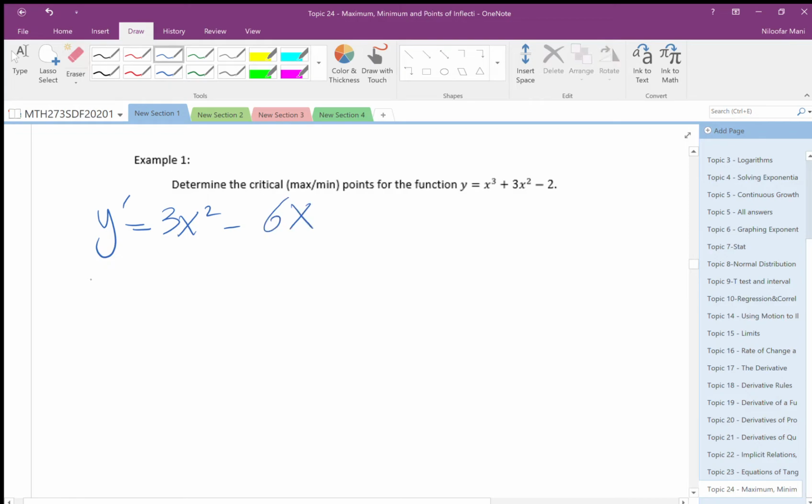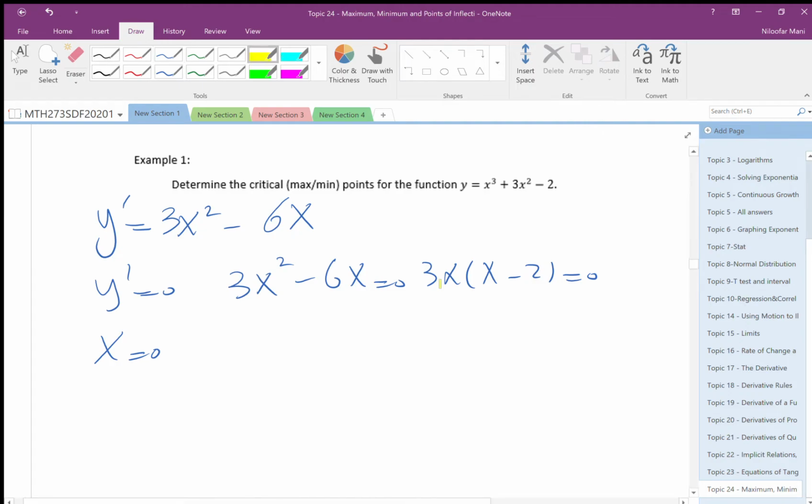Okay, the next step. Y prime equals 0. 3x squared minus 6x equals 0. So 3x times x minus 2 equals 0. So x is 0 because of this, and x is 2 because of this.